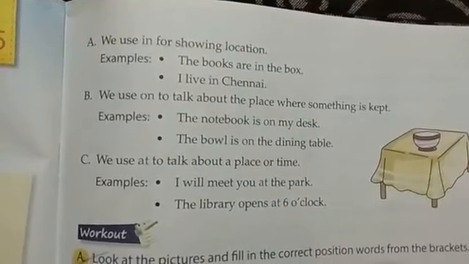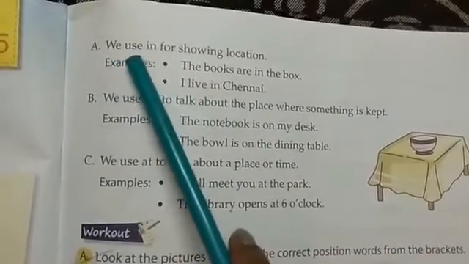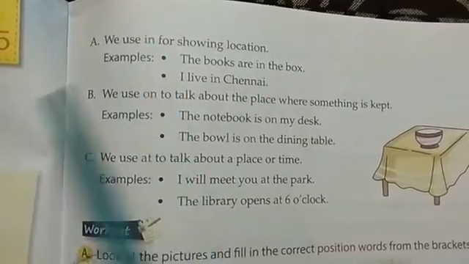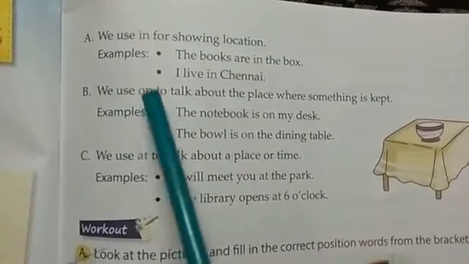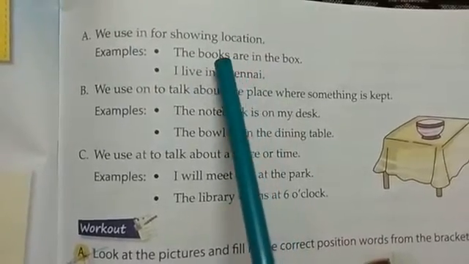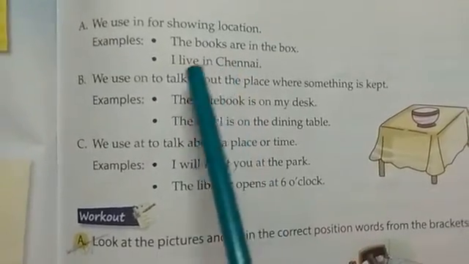Now let us see the uses of the words in, on, at. We use in for showing location. So in is used in those sentences which show us location. The books are in the box. So here in is showing us the location of the books. I live in Chennai. It is showing the location.